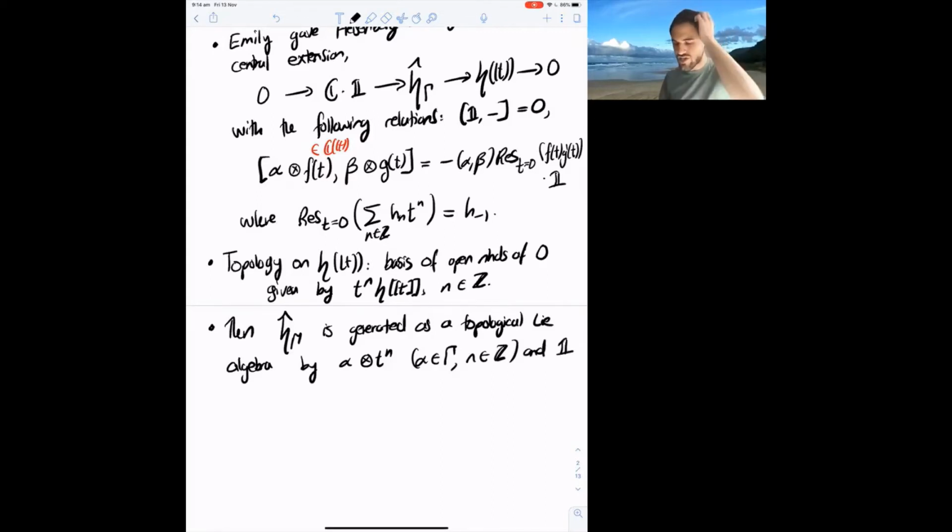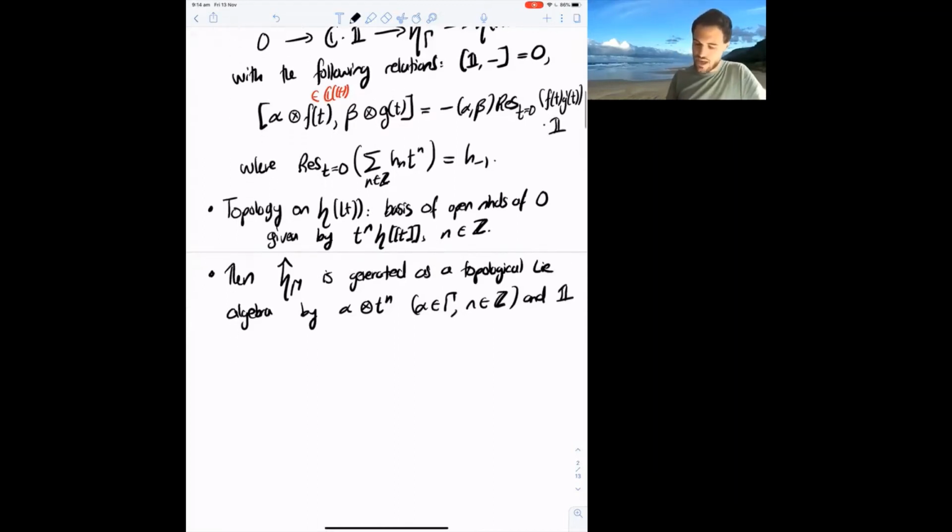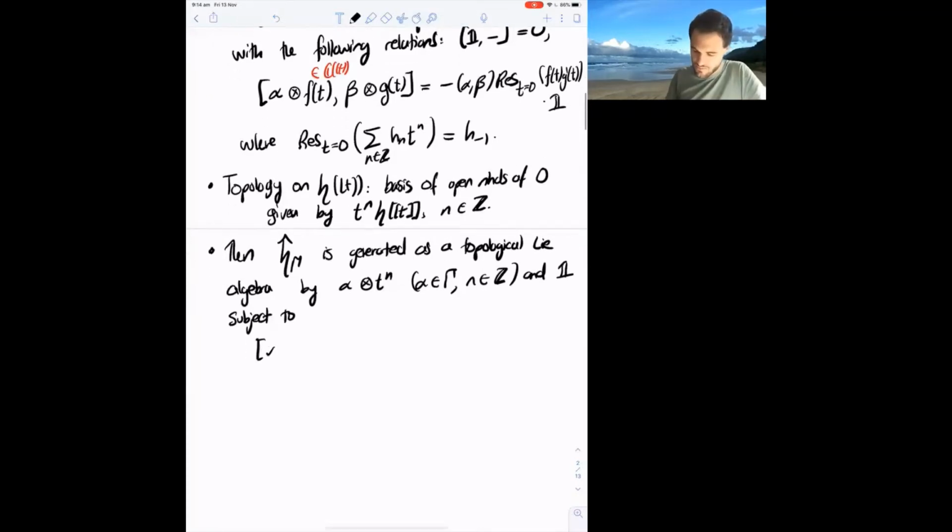So when I say generated as a topological Lie algebra, I mean, think about generating in the algebraic sense over these elements. And if you take the closure of what you get, then it's the whole thing. So that's what it means to be generated topologically. But then we have to say subject to some relations. Okay, so we have that this is equal to 0, of course.